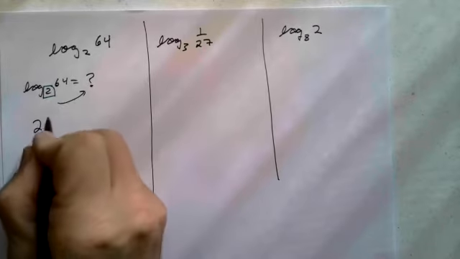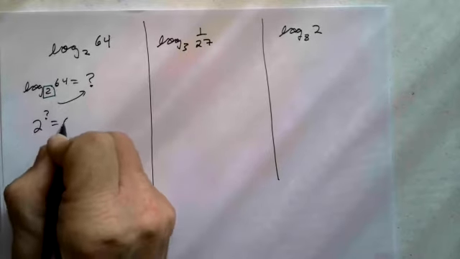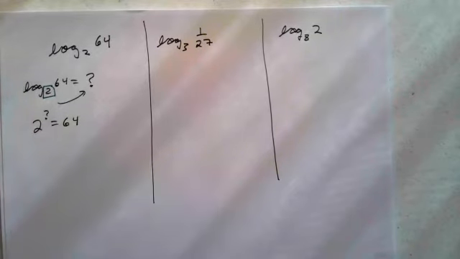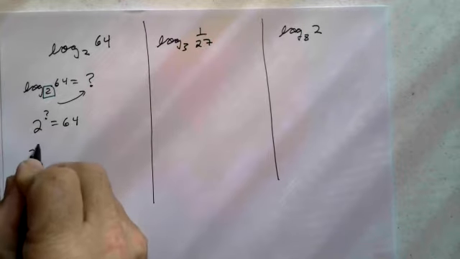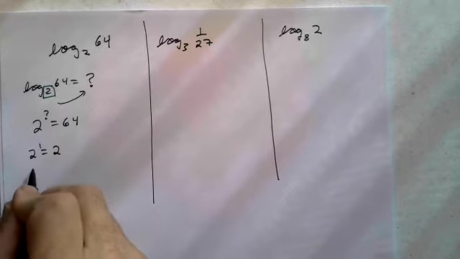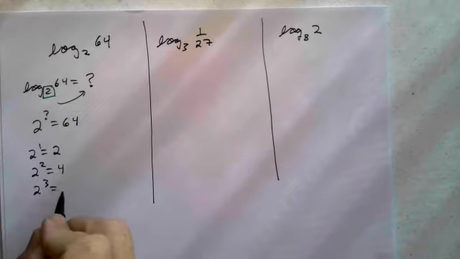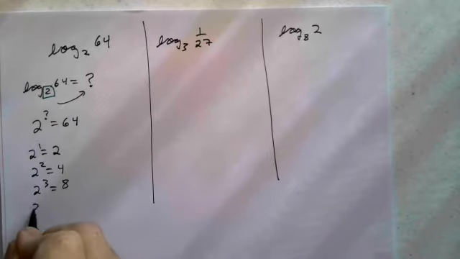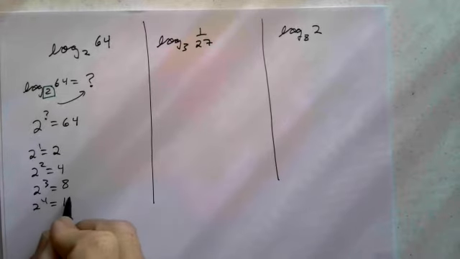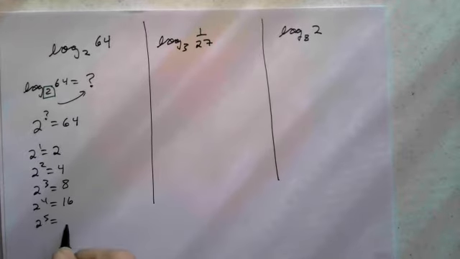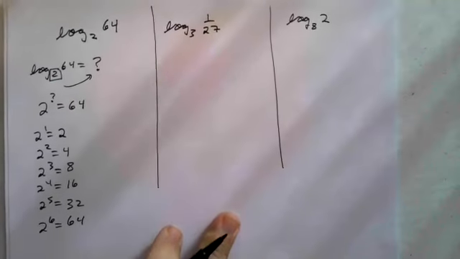2 to this exponent, 2 to what power equals 64? We want to find out what that is. So let's go through our list of powers of 2. 2 to the first is 2. 2 to the second is 2 times 2 is 4. 2 to the third, 2 times 2 times 2 is 8. 2 to the fourth, 16. 2 to the fifth, 32. 2 to the sixth, 64.